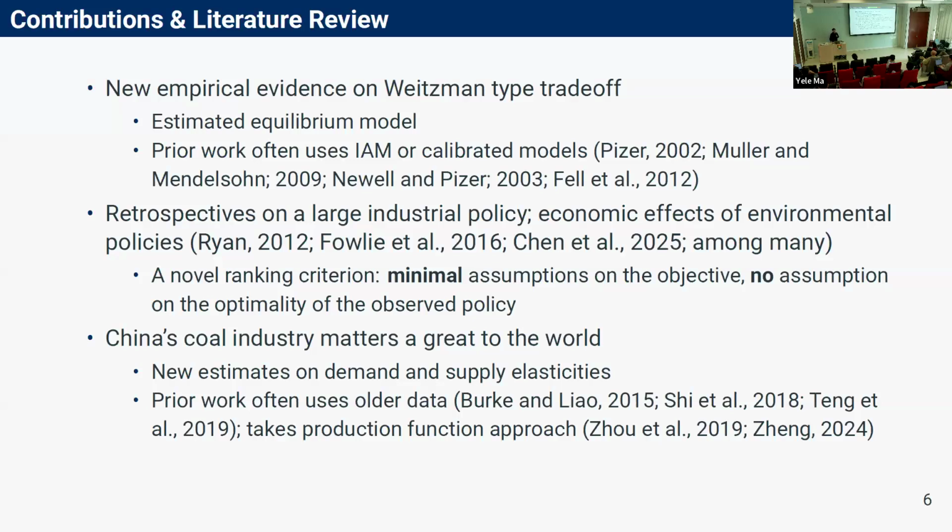This also speaks to a recently surging literature on industrial policies, as well as the economic effects of environmental policies. And the main contribution is we provide a novel ranking criterion based on very minimal assumptions on the objective function of the government. And actually, we impose no assumption on the observed policy being optimal. And lastly, this also contributes to studies on China's coal industry. We provide new estimates of the demand and supply elasticities, which are inputs to the evaluation of the policies.